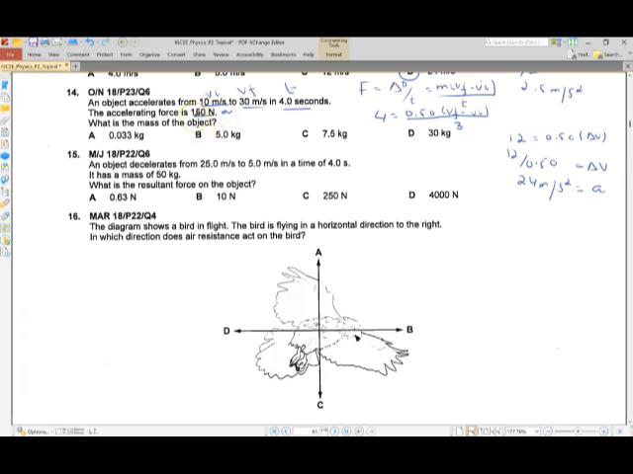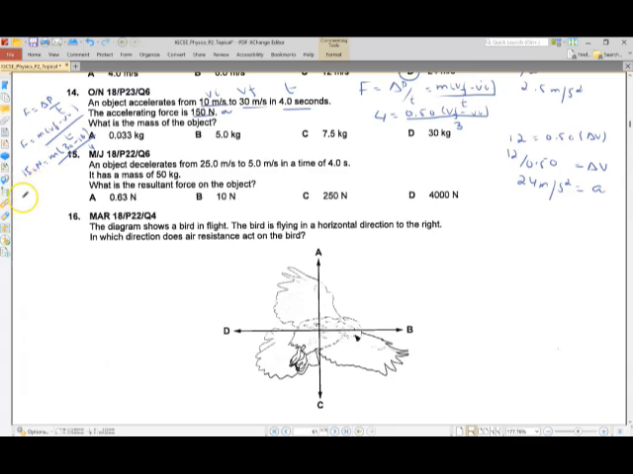So what we are going to do is use the same formula again. F is equal to delta P over T. Force is equal to mass Vf minus Vi over T. So force is 150 newtons. Mass we have to find. So 30 minus 10 over 4. So 4 into 150 newtons.